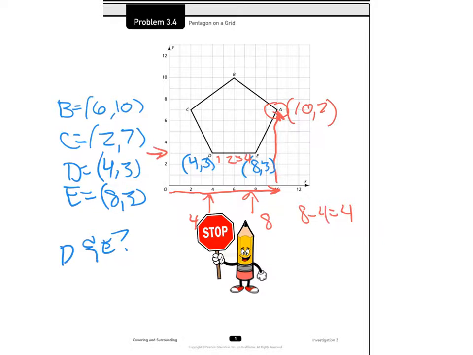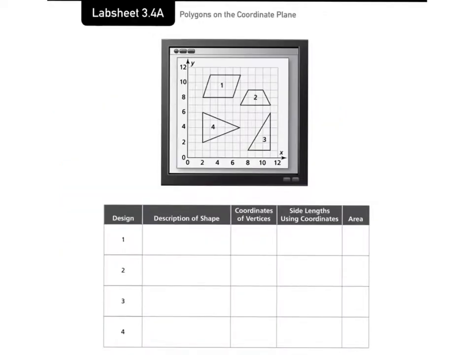Now that you've done that, let's move on to problem 3.4 and do some practice. When you look at problem 3.4, what they want you to do is look at the 4 shapes and provide a description of each shape. Is it a parallelogram? Is it a trapezoid? Is it an isosceles triangle? Is it a right triangle? Reviewing those terms, we all remember what a right triangle is: it's got a 90-degree angle. An isosceles triangle is where 2 of the sides are equal.